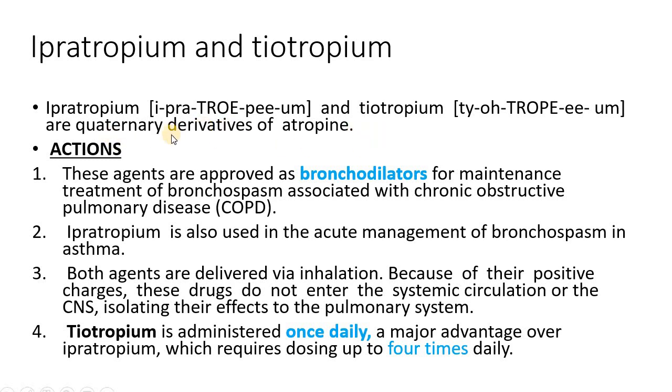Ipratropium and tiotropium are quaternary derivatives of atropine. These agents are approved as bronchodilators for the maintenance treatment of bronchospasm associated with chronic obstructive pulmonary disease.